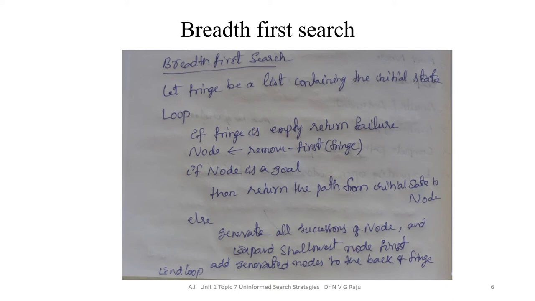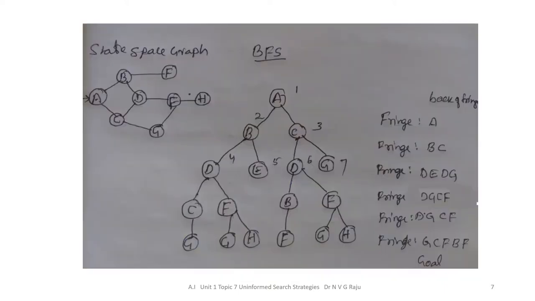Finally, add generated nodes to the back of fringe. This is the change. Let us discuss the BFS algorithm with an example. In this example, we have considered the initial state is A. We have to move until we reach the goal state. Goal state we have considered as G.